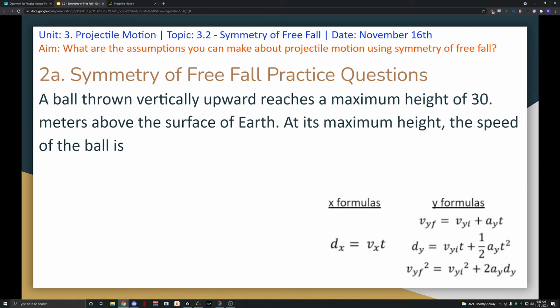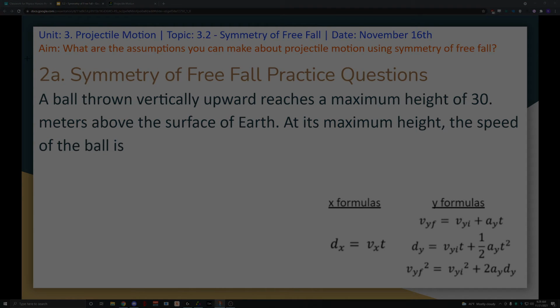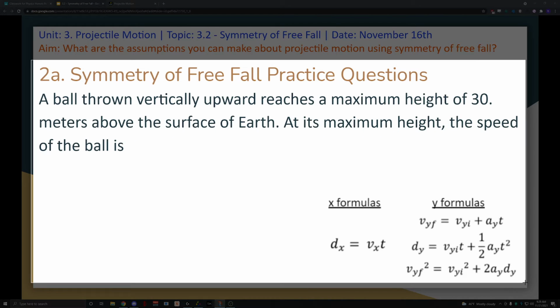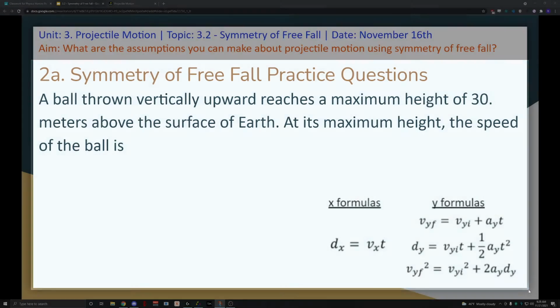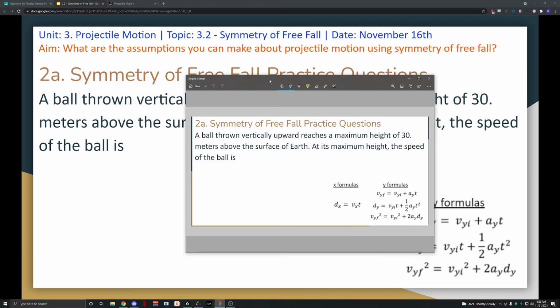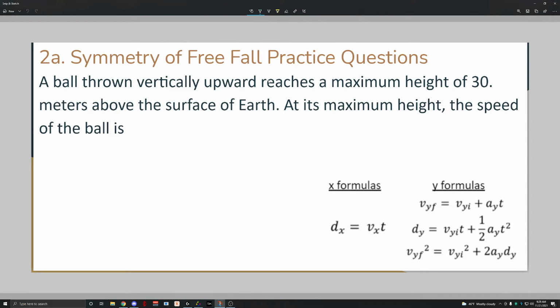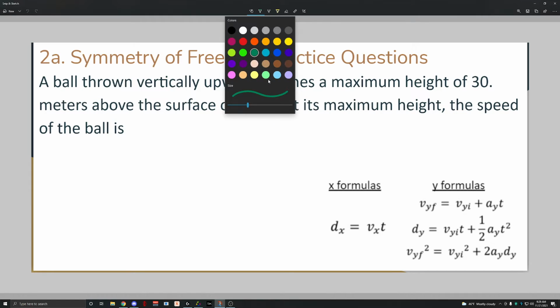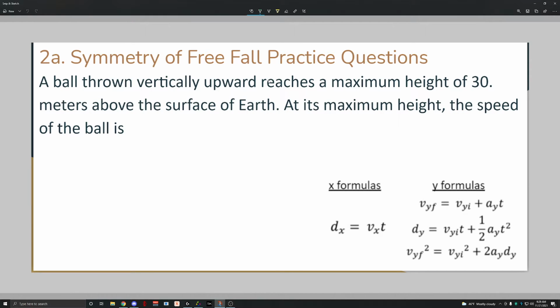So let's do this practice question right here. A ball thrown vertically upward reaches a max height of 30 meters above the surface of the earth. And at its max height, the speed of the ball is what?